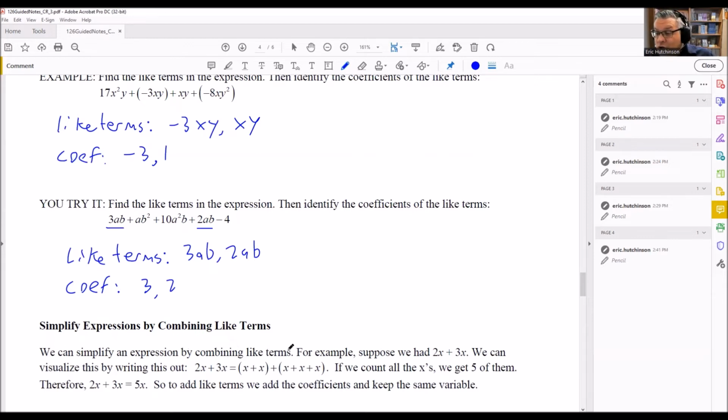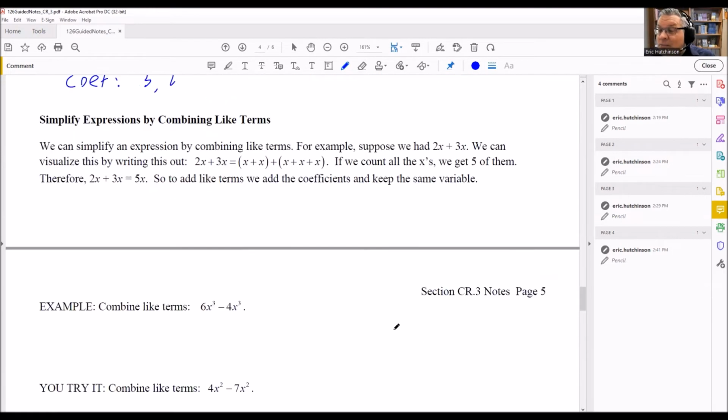So here, really what it is, when you look at it written all out like that, 2x means you have x plus x, and 3x means you have 3 x's. So if you count all the x's, you get 5 of them. And so 2x plus 3x gives you 5x. So basically all you do is just add the coefficients together and keep the variable. That's all you're going to do, that would be the shortcut.